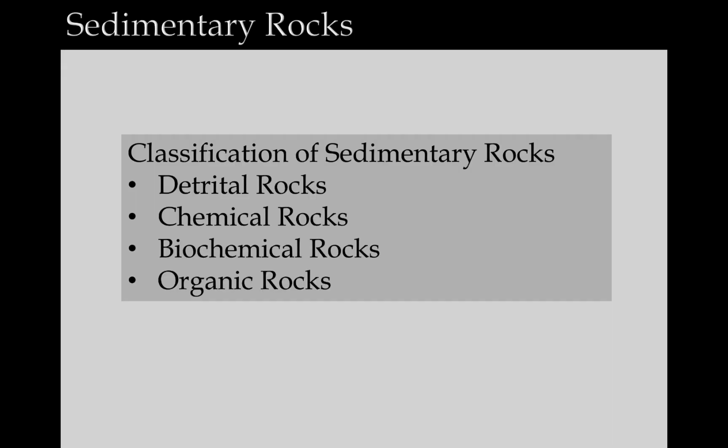Hi class, back to talk about the classification of sedimentary rocks. Just like we have varieties of igneous rocks, we're going to have varieties of sedimentary rocks. In this case, detrital, chemical, biochemical, and organic rocks are what we're going to focus on. And then we're going to talk a little bit about their depositional environments and how they're formed in this section.